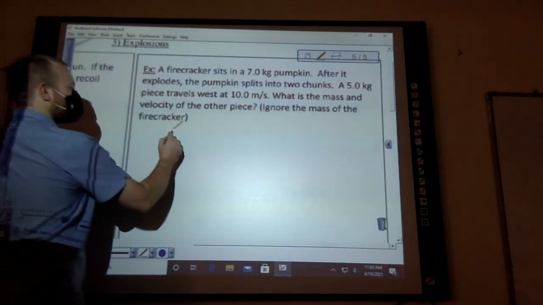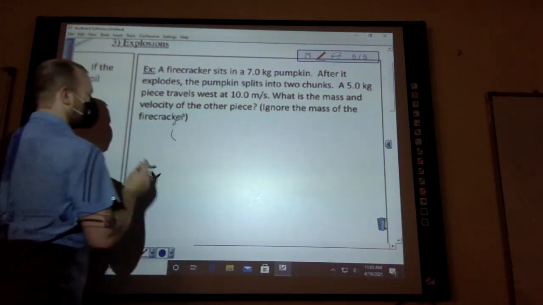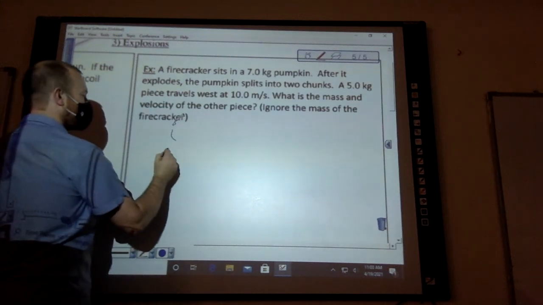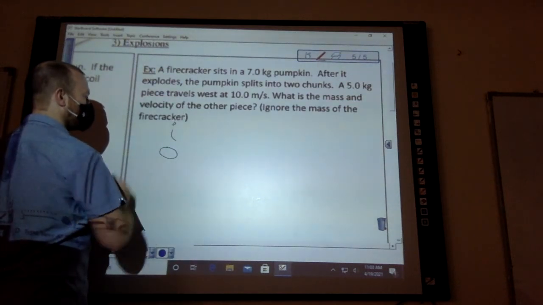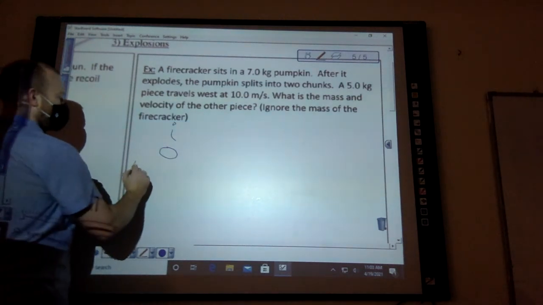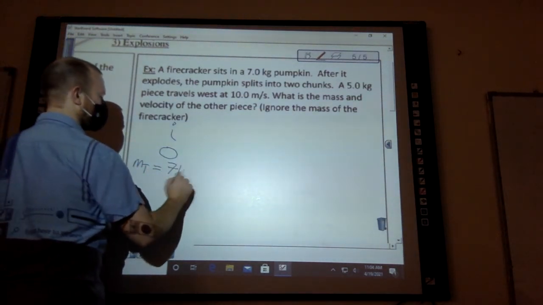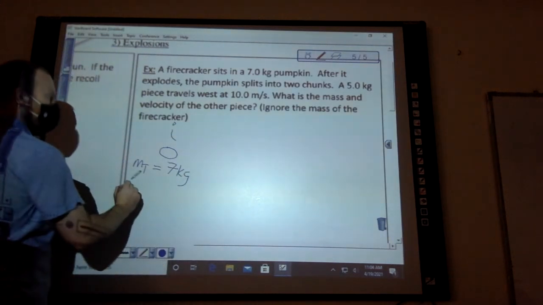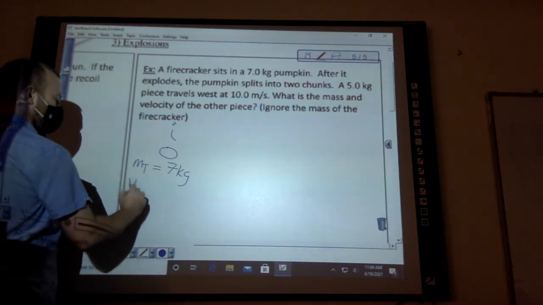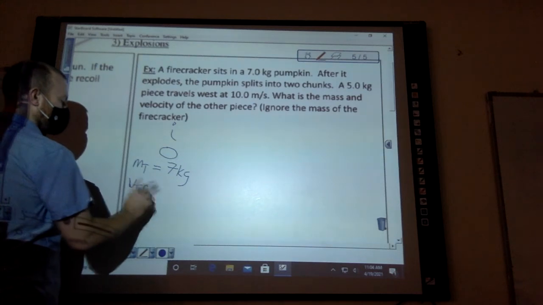Let's draw this out. Initially, here's our pumpkin. If you got this question on the test, what is my V total initial?